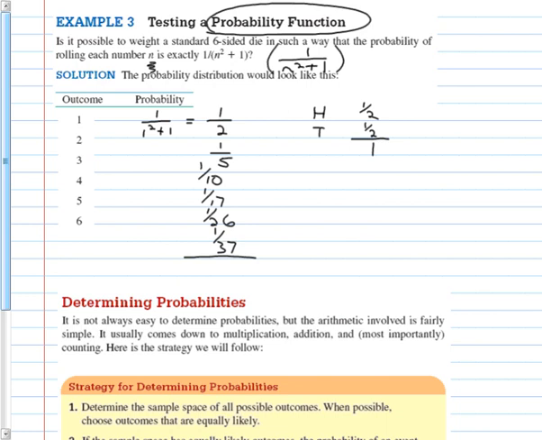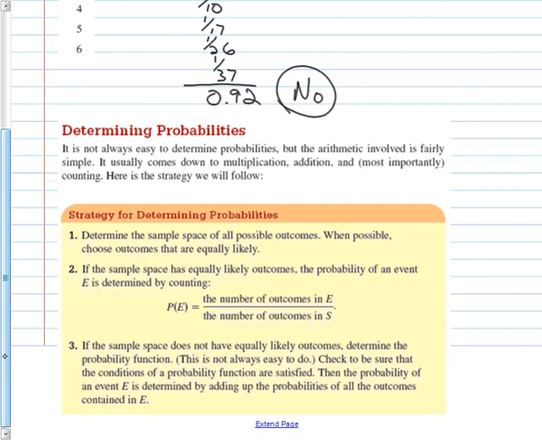What'd you get? 0.92. Yeah, 0.92? It is not possible to have probabilities with that formula because you've done all the events and it doesn't add up to 100%. So our answer is no. Probability functions must add to 100% or they don't work. It's not really a good probability.